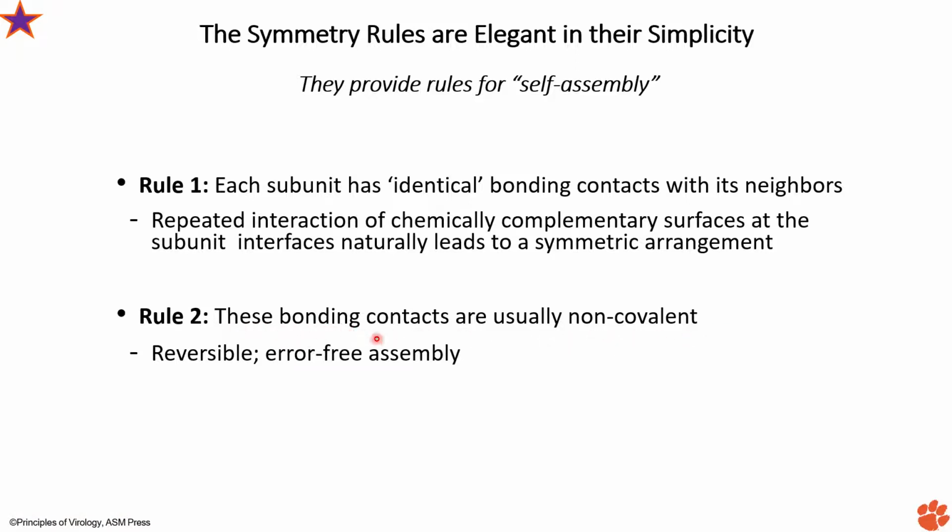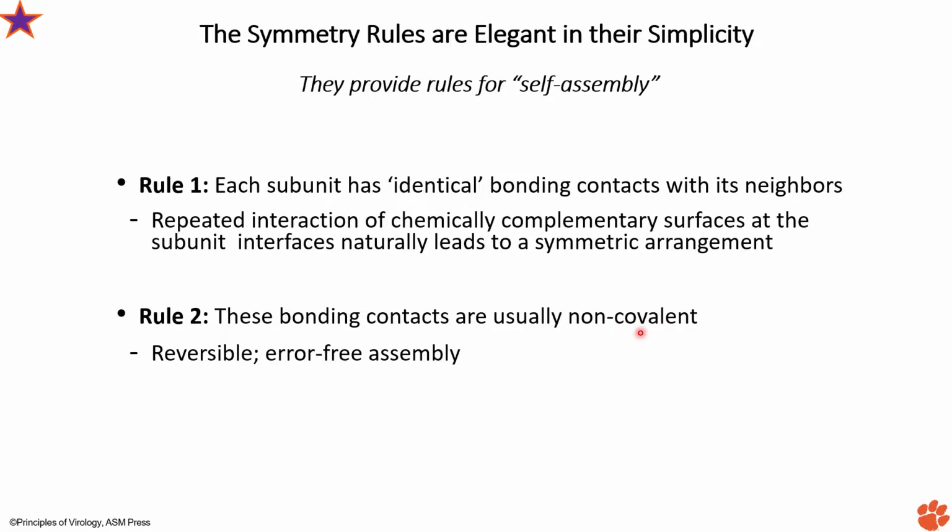So if we ask which of the following describes the symmetry of the self-assembly, remember that each subunit has an identical bonding contact with its neighbor. If I change this to each subunit has different bonding contacts with a neighbor, that will be a wrong choice. Remember that it's an identical bonding contact with its neighbor, and these bonding contacts are usually non-covalent.